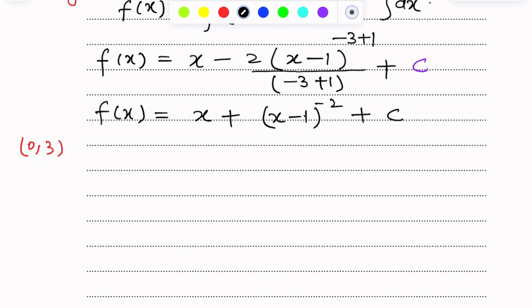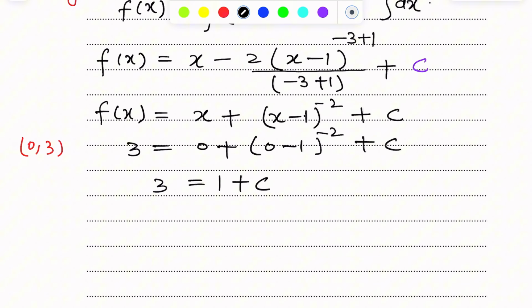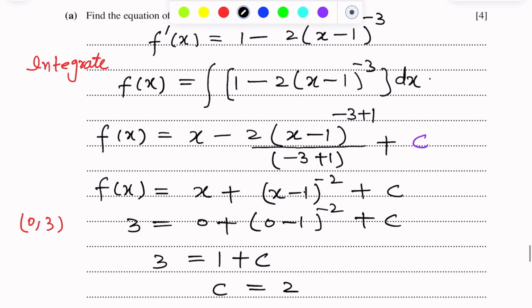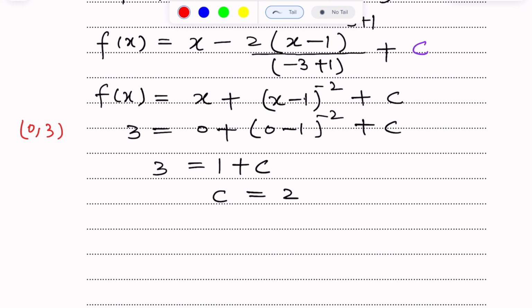we get 3 is equal to 0 plus (0 minus 1) power negative 2 plus c. Simplifying, 3 is equal to (negative 1) power negative 2. This becomes 1 plus c. So from here the value of c is 2. Now equation of curve, we will put this value of c in this equation.